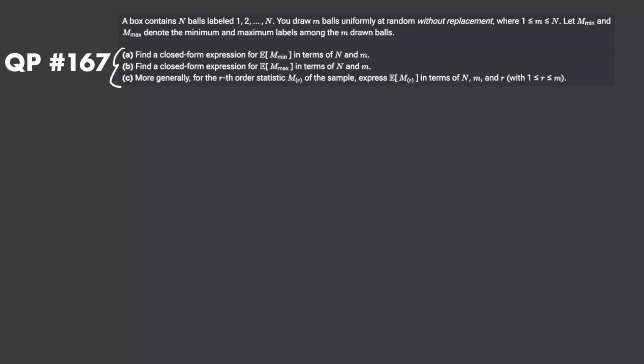In part A we find the expected value of the minimum ball out of those m. In part B we find the expected value of the maximum. And in part C we're just going to find the expected value of any order statistic, right? The rth order statistic in general.